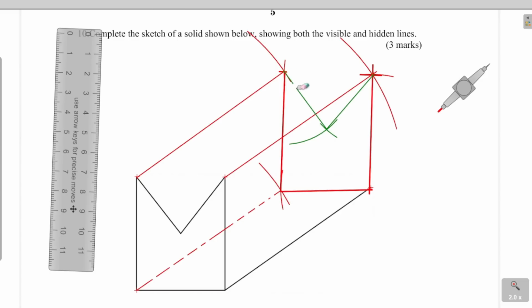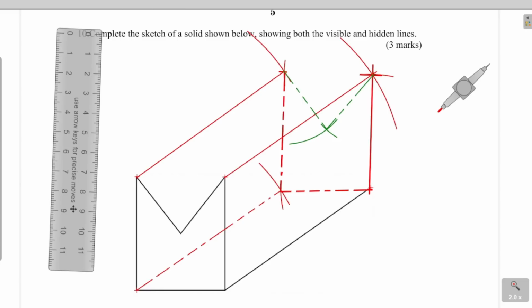Then also these ones will be, this is a hidden line like that. Another one is this right here, that one also a broken line like that, and also this one that is here. So now that is the complete sketch of the solid.